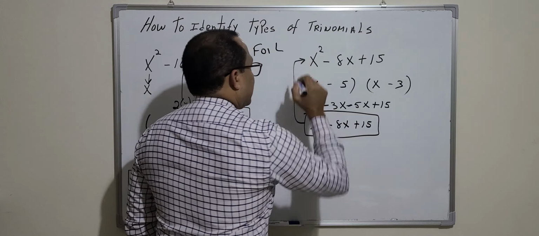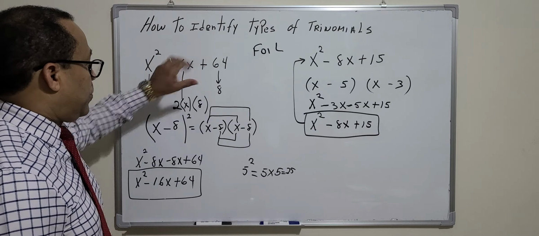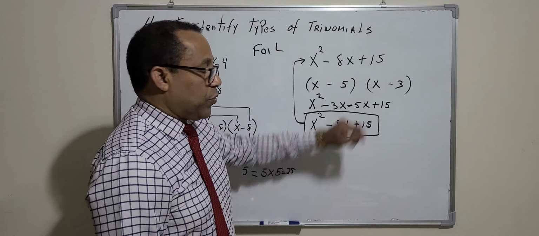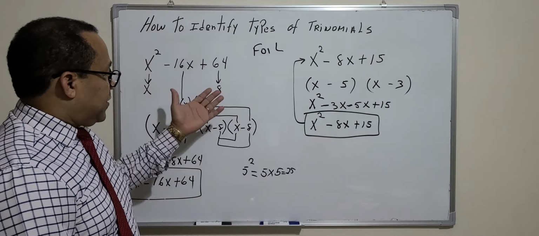To wrap this up, a perfect square trinomial, a non-perfect square trinomial. This is the way you identify them, and this is also the way you factor them.